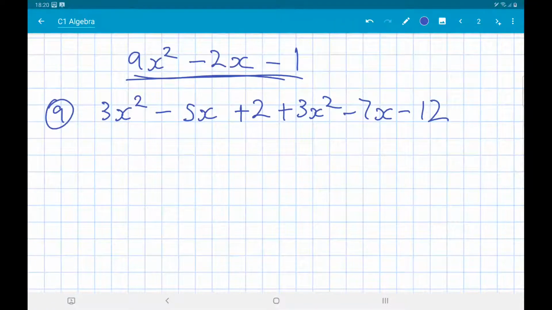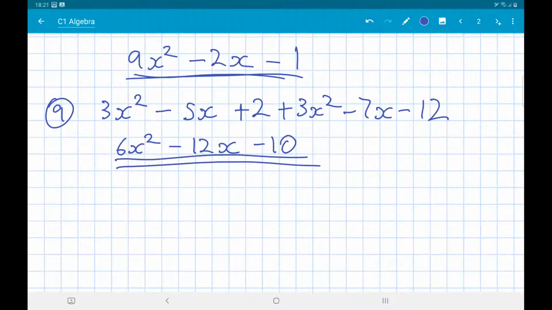So you get 3 plus 3 makes it 6x squared. Minus 5 minus 7 makes it minus 12x. Very close. You get plus 2 minus 12 makes it minus 10. Yeah, that's been done right. Okay. And that's the answer.